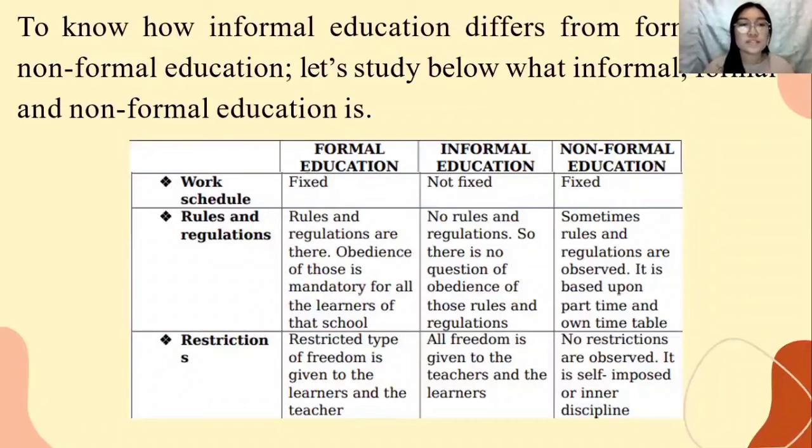When it comes to restrictions, in formal education, a restricted type of freedom is given to the learners and the teacher. In informal education, all freedom is given to the teachers and the learners. And in non-formal education, there are no restrictions observed. It is self-imposed or inner discipline. Next.